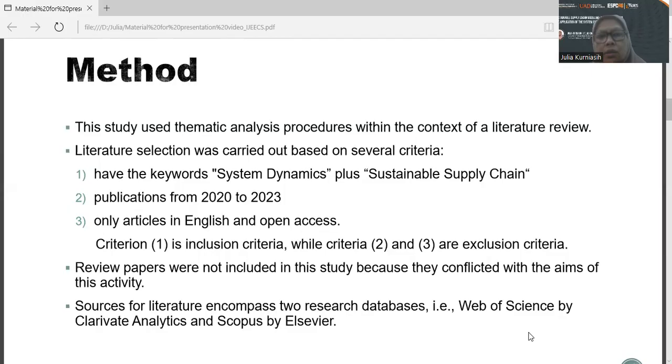Criteria 1 is the inclusion criteria, while criteria 2 and 3 are exclusion criteria. Review papers were not included in the study because they conflicted with the aims of this activity. Sources for literature encompass 2 research databases, that is Web of Science by Clarivate Analytics and Scopus by Elsevier.